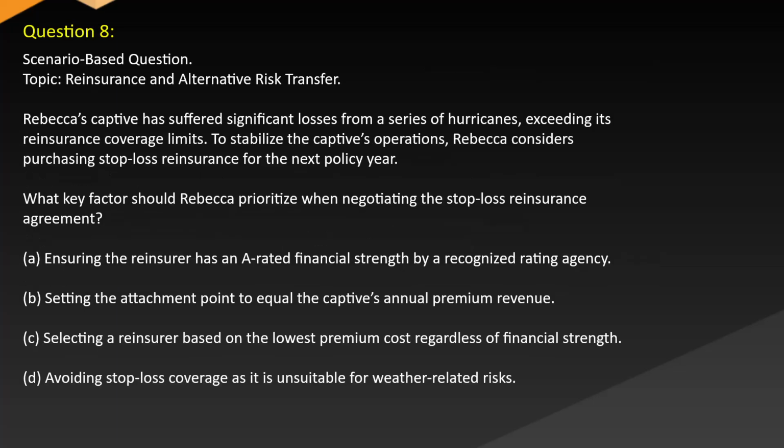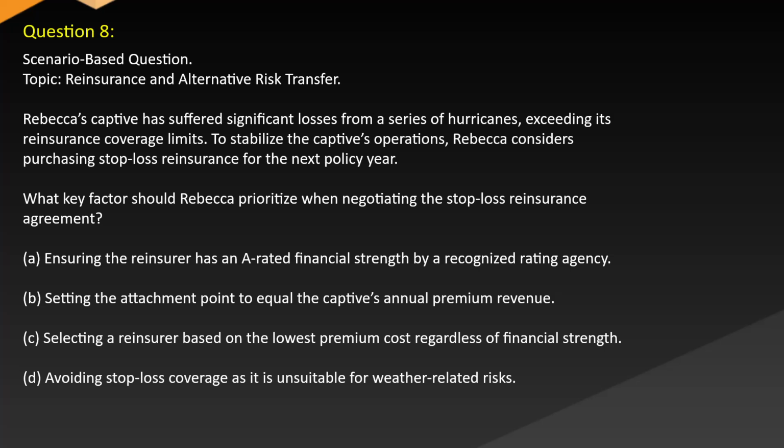Question 8. Scenario-based question. Topic: Reinsurance and alternative risk transfer. Rebecca's captive has suffered significant losses from a series of hurricanes exceeding its reinsurance coverage limits. To stabilize the captive's operations, Rebecca considers purchasing stop-loss reinsurance for the next policy year. What key factors should Rebecca prioritize when negotiating the stop-loss reinsurance agreement?